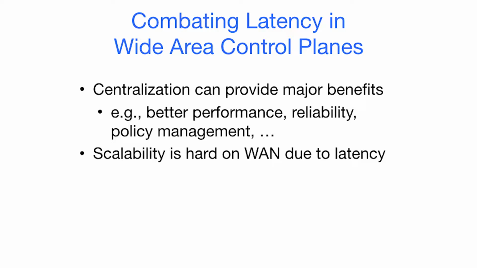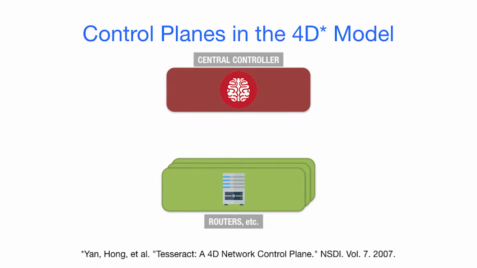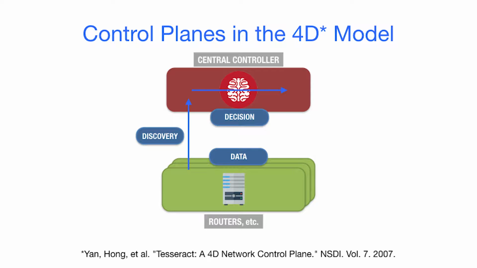Well, it's really pretty obvious if you look at this older 4D model. In the 4D model, you have a bunch of things like routers in your network that form the data plane. They take some statistics of things like link capacities, failures, things like that, and forward it up to our centralized controller in what's called the discovery plane. The centralized controller does some processing on that, which is referred to as the decision plane, and that tells it how these routers should be configured, which is then sent out through the dissemination plane.